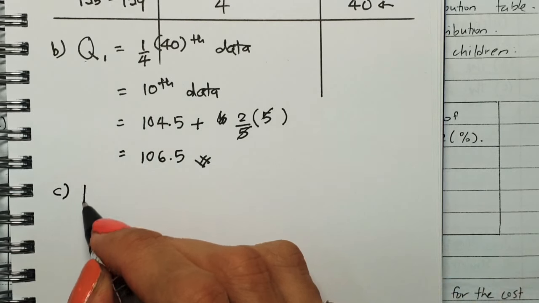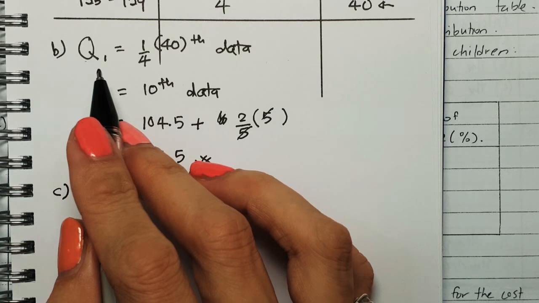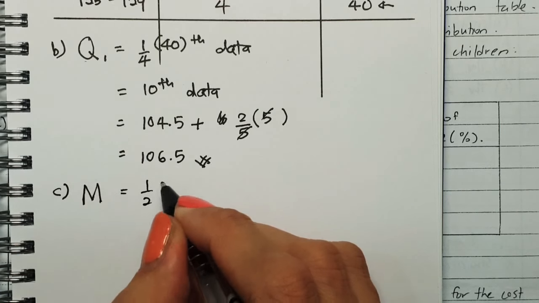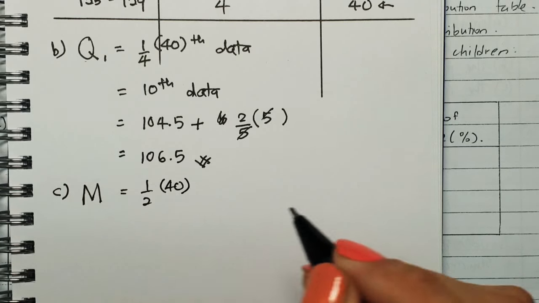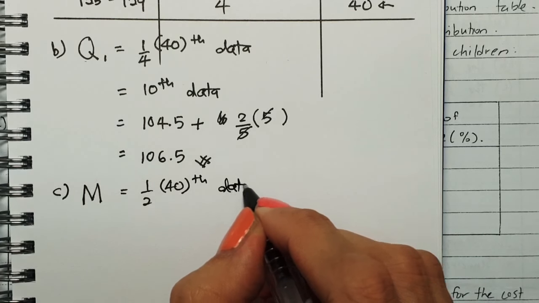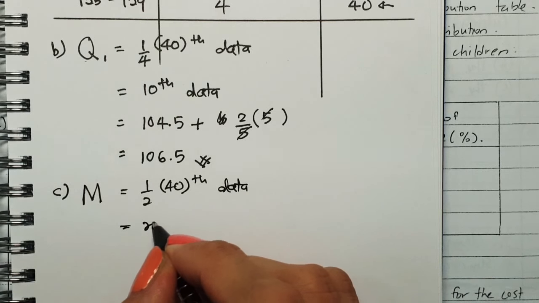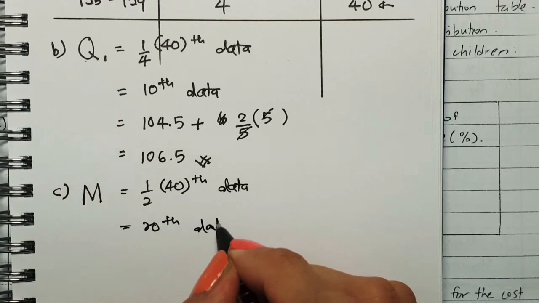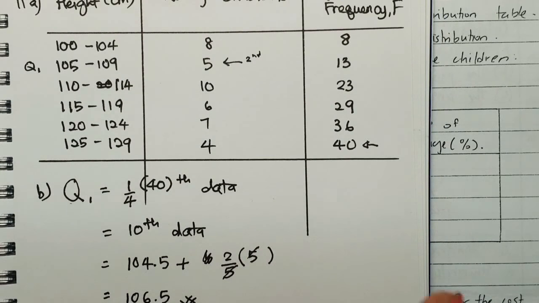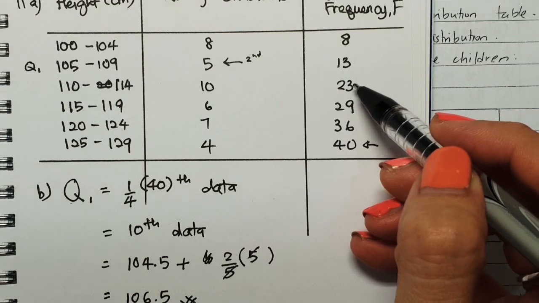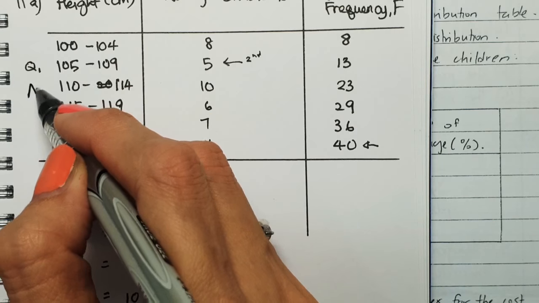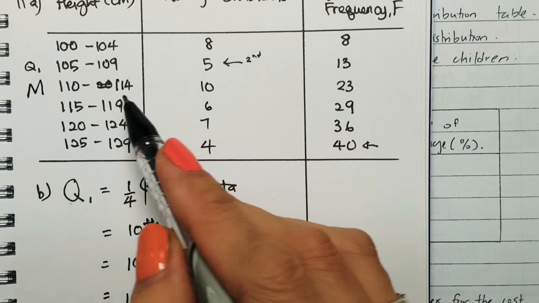Now next part, we need to find the median without using the ogive, without drawing the graph. To find the median, same thing, just like how we find the first quartile. Let's find the position. It is half of your 40 data. So this is finding the position. So it's actually the 20th data. So where is our 20th data? Look at our cumulative frequency. Our 20th falls into this class. So this is our median.